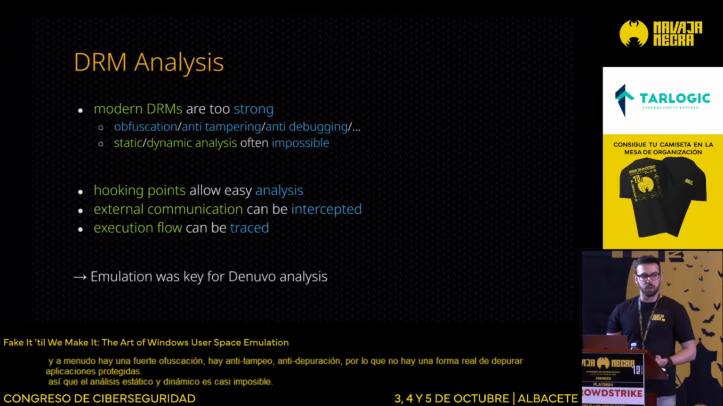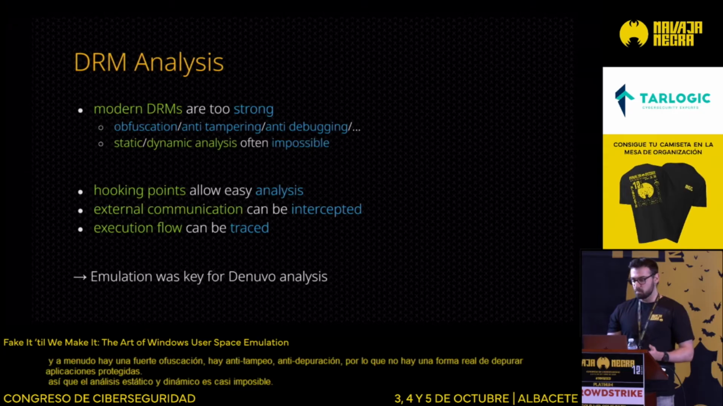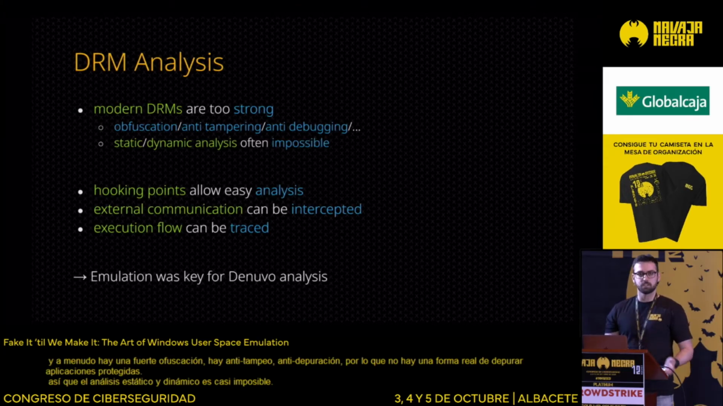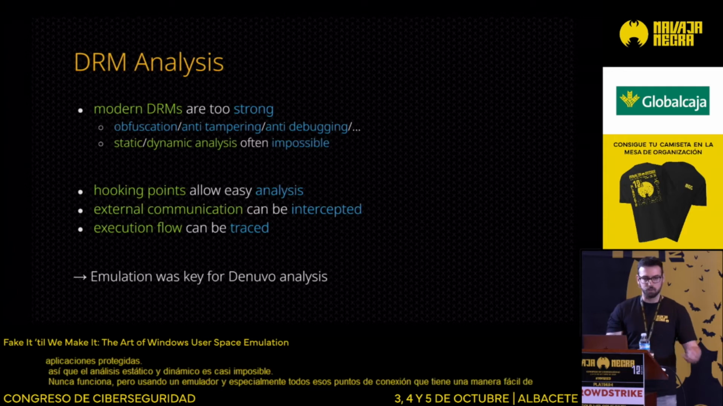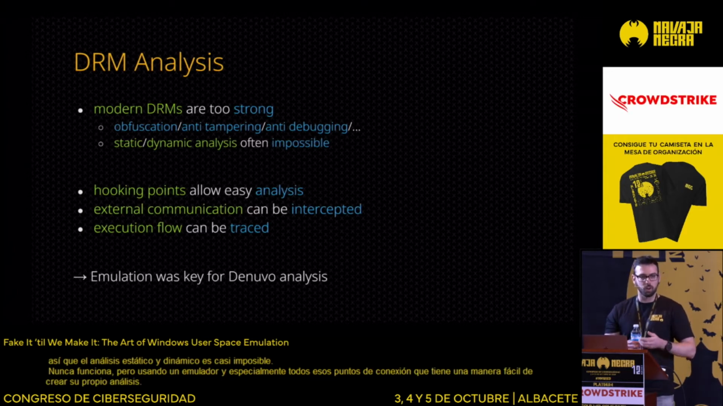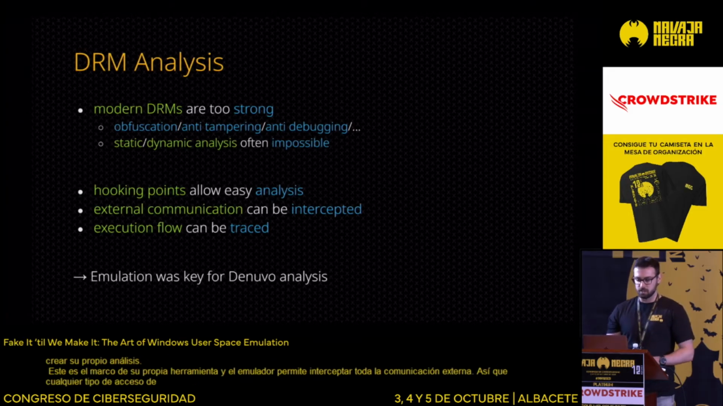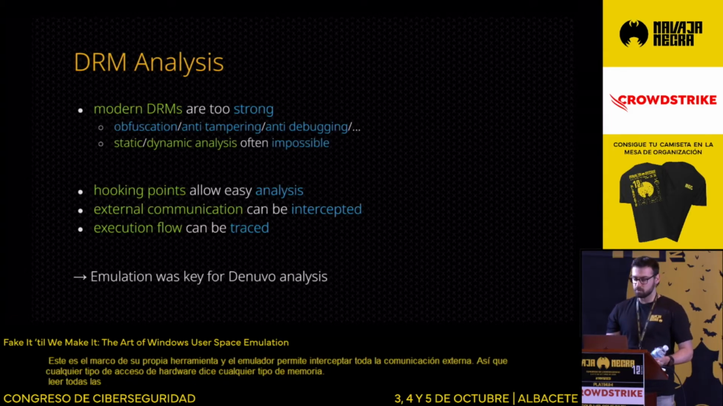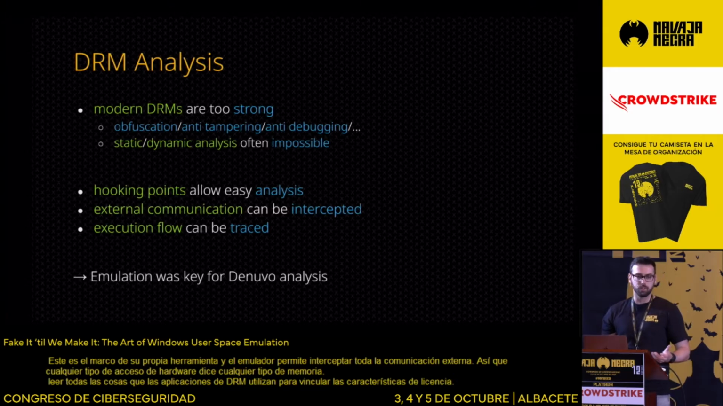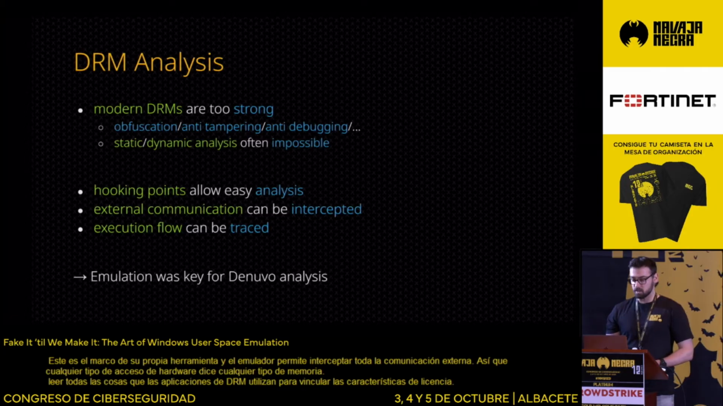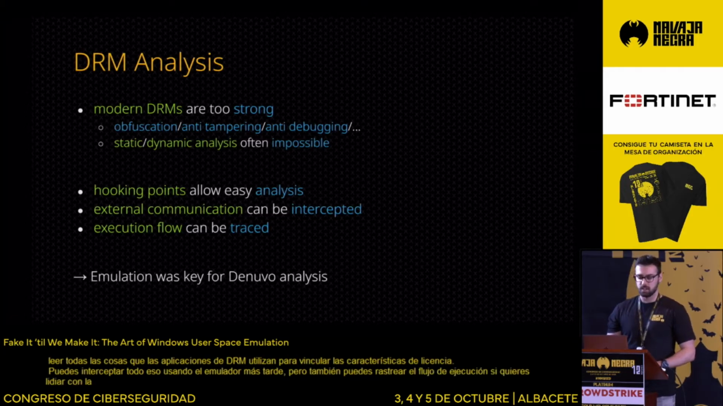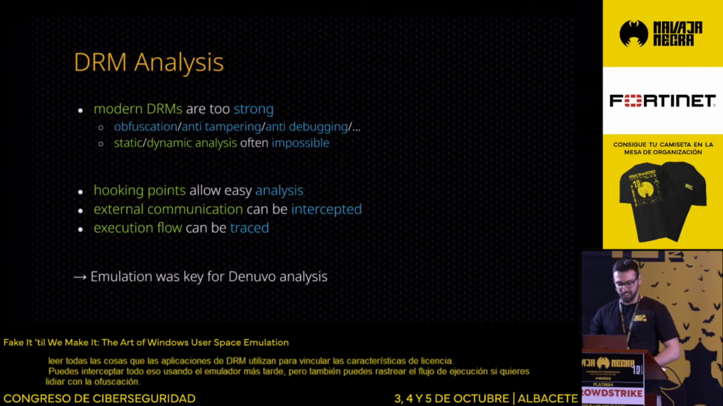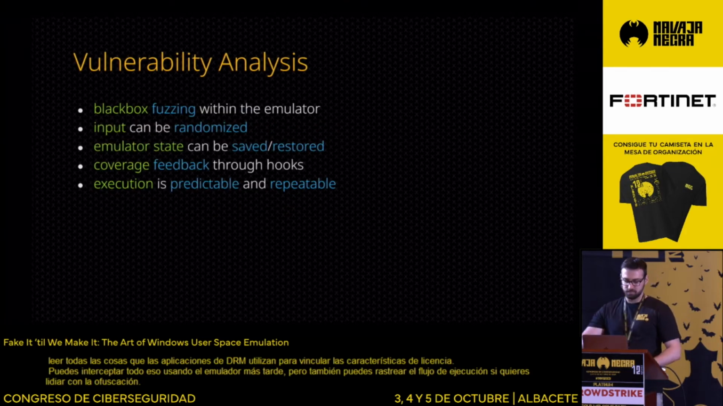But using an emulator, and especially all those hooking points, you have an easy way to create your own analysis framework, your own tooling, and the emulator allows to intercept all external communication, so any kind of hardware access, any kind of memory read, all the things that DRM applications use to bind licensing features. You can intercept all that using the emulator. But you can also trace the execution flow. If you want to deal with obfuscation, if you want to break that, then you can trace that. And emulation was key for my Denuvo analysis, but I'm not going to talk about that.